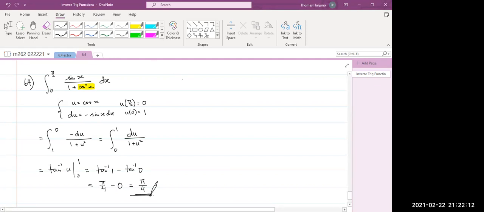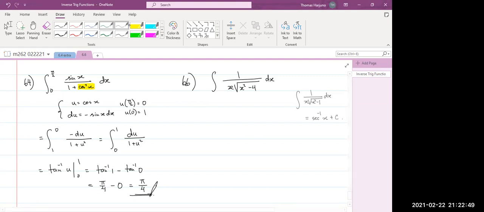Number 66. Integral of 1 over x square root of x squared minus 4 dx. We know that the integral of 1 over x square root of x squared minus 1 dx equals secant inverse of x plus constant.